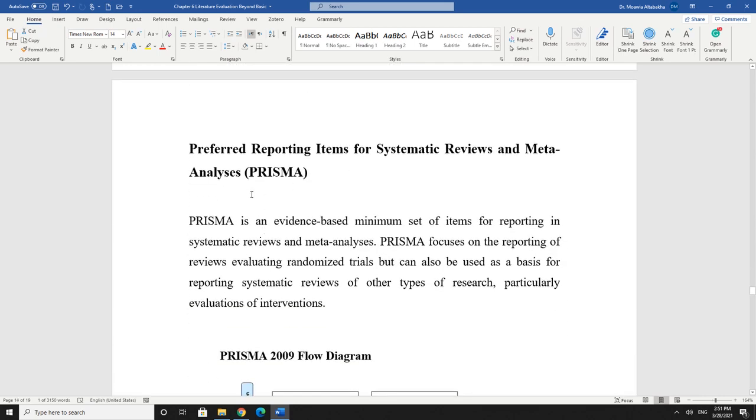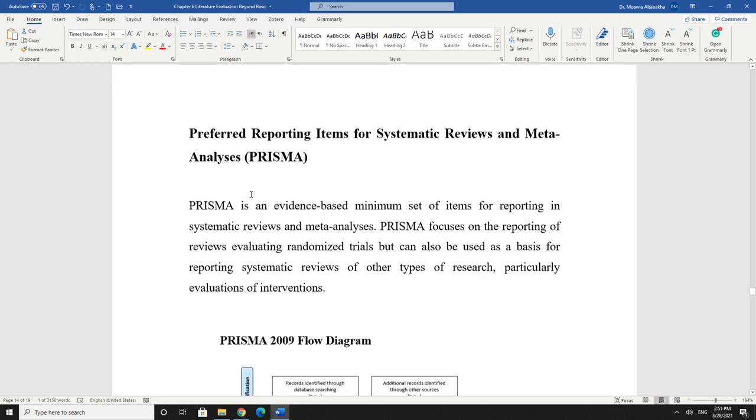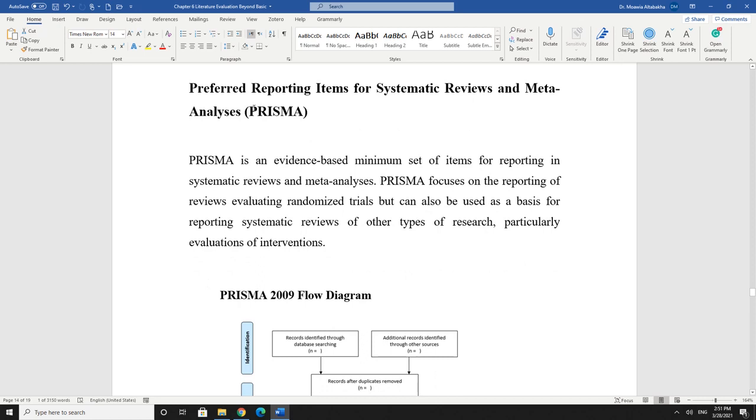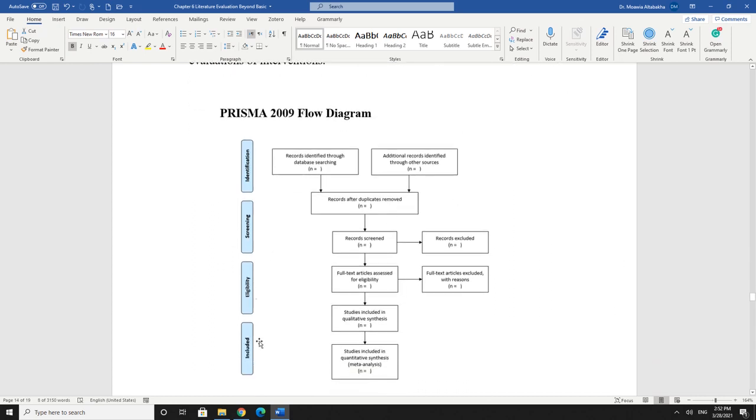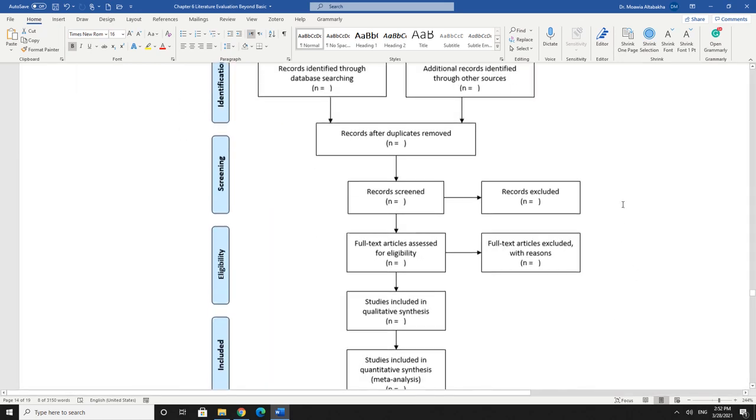And when they want to start the literature research, searching for the articles, they should follow the PRISMA guidelines, or PRISMA statement. What does PRISMA stand for? Preferred Reporting Items for Systematic Reviews and Meta-Analyses. So what should they do exactly? This diagram summarizes what you should do.